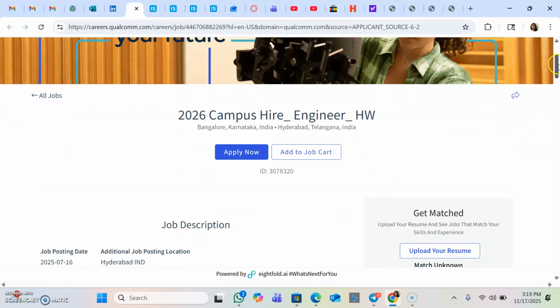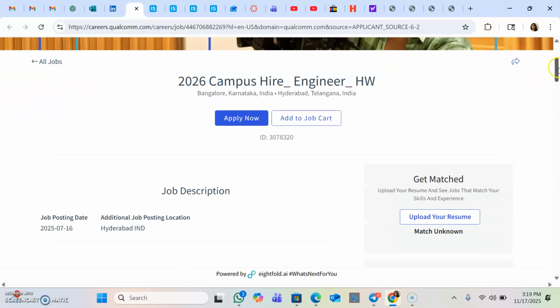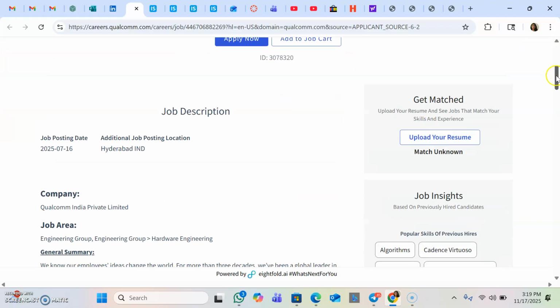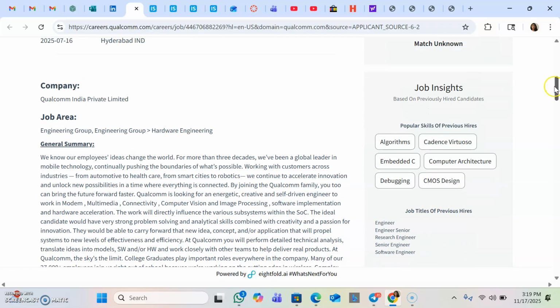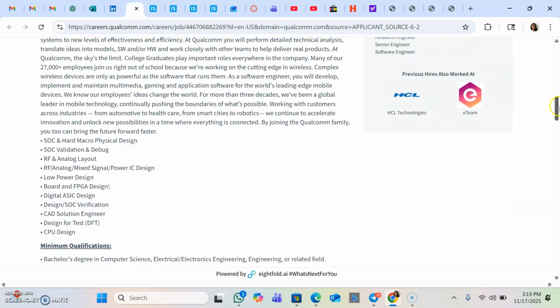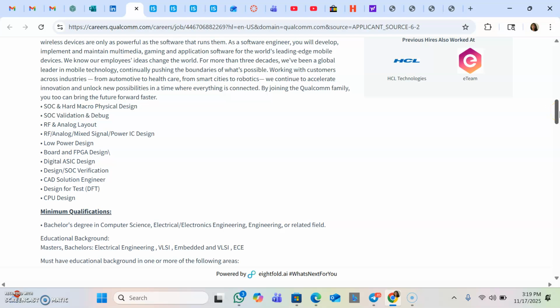Recently, they have updated this job opportunity on LinkedIn, so I am getting this through LinkedIn. You can see here the name of the company is given, the job area is given, the general summary, the job description, everything they have given here. That is, what is the job of an employee in Qualcomm, and what the lifestyle is going to be, everything they have mentioned.